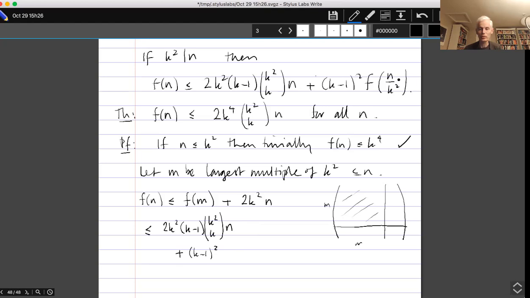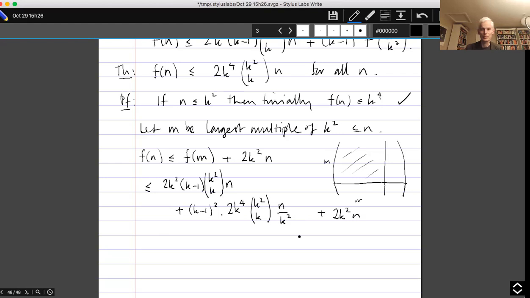And then what can we say about f of n over k squared? Oh, sorry, f of m over k squared. That's by induction at most 2k to the fourth (k squared choose k) times m over k squared, which again is at most n over k squared, and then we add 2k squared n on at the end, and then we've got that inequality. And this we can simplify a little bit further. So let's take out some factors.